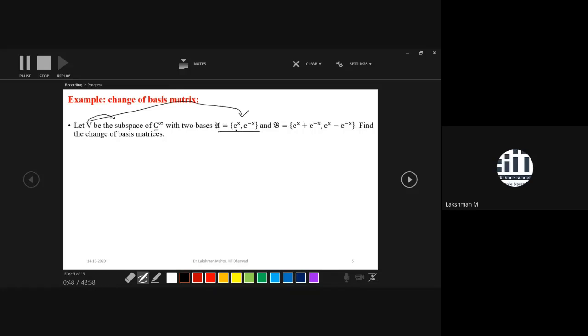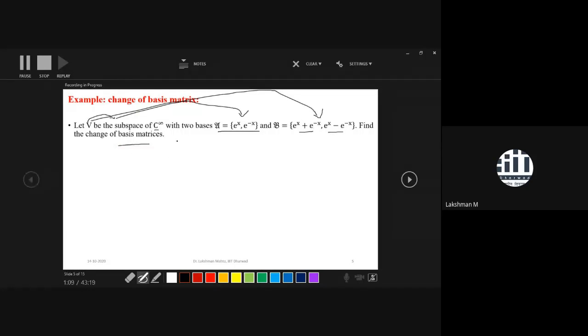One basis is A, with basis elements e to the power x and e to the power minus x, and the second basis is B, having basis elements e to the power x plus e to the power minus x, and e to the power x minus e to the power minus x. Now we have to find the change of basis matrices.